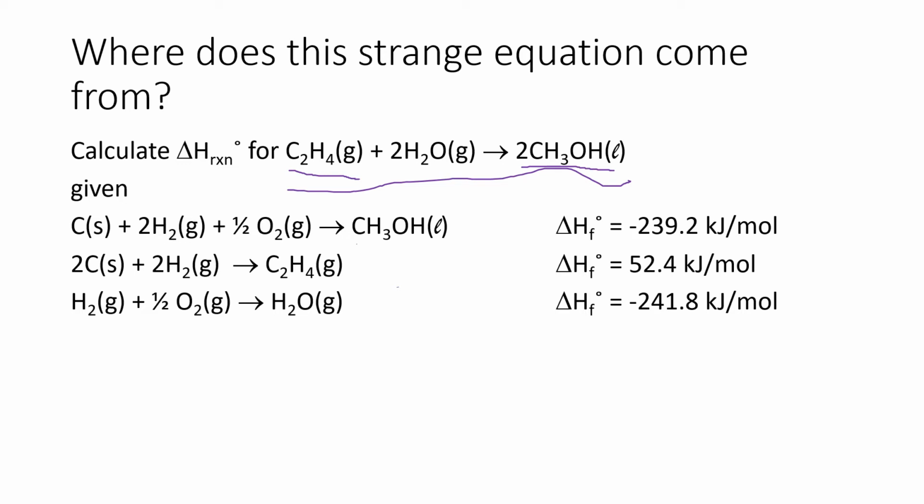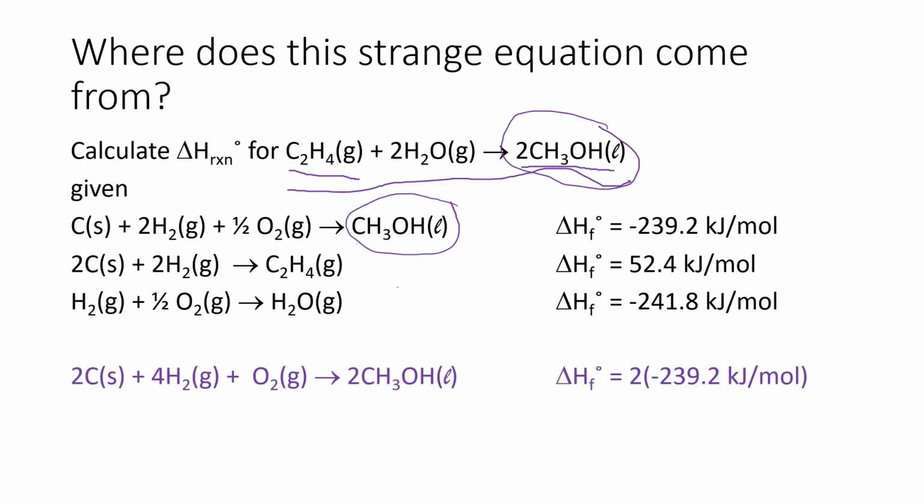So for instance, over here on the product side, we have 2 methanols. And so the first formation reaction is for the formation of methanol, but it only has a coefficient of 1. So we're going to need to double this reaction. We multiply all the coefficients by 2. We also have to multiply the delta H by 2. That's what I'm showing down below. For our reactants in our target reaction, let me switch colors here to red.